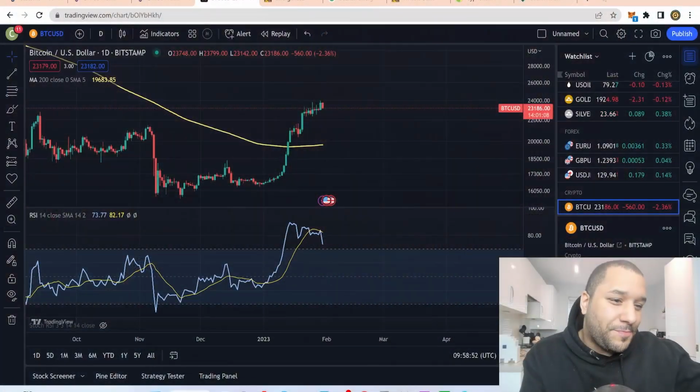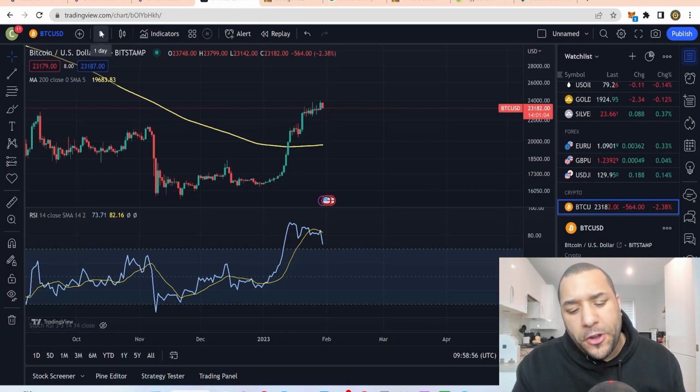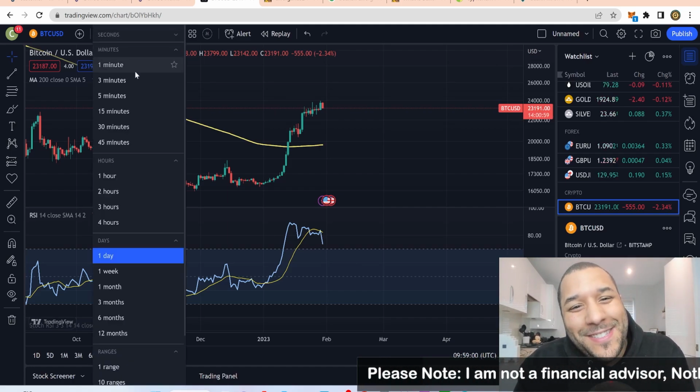So look, check this out. This is Bitcoin on the daily time frame. And before I go further, this is not financial advice. Do your further research, weigh some money. Did you get that? Yeah.